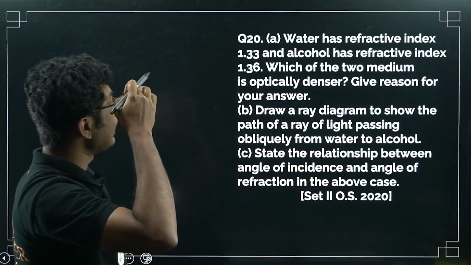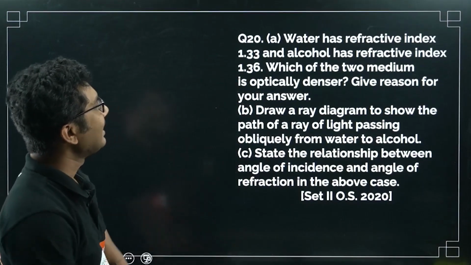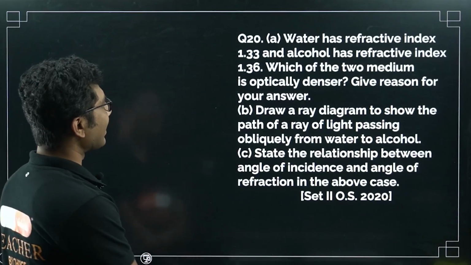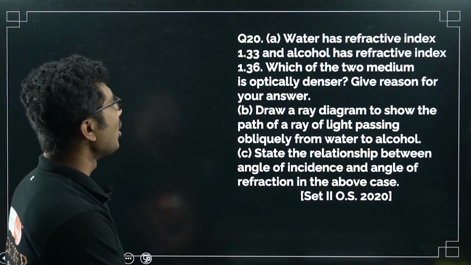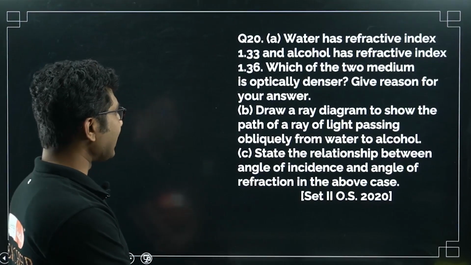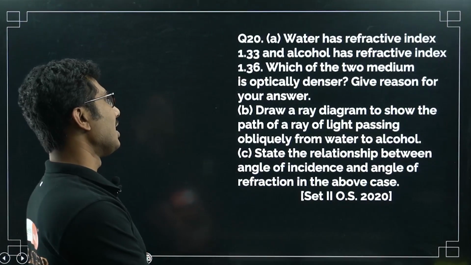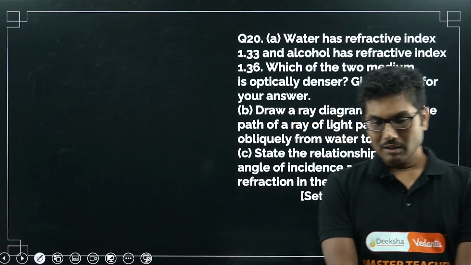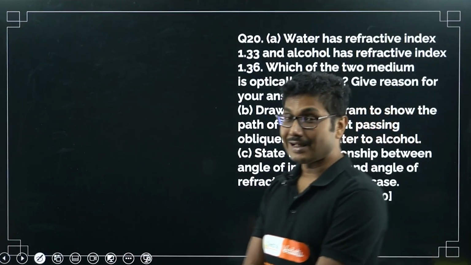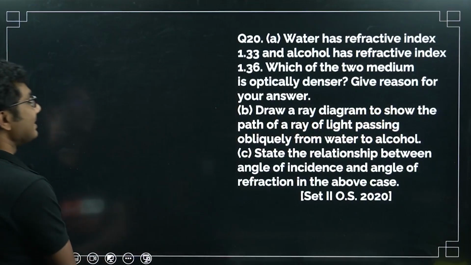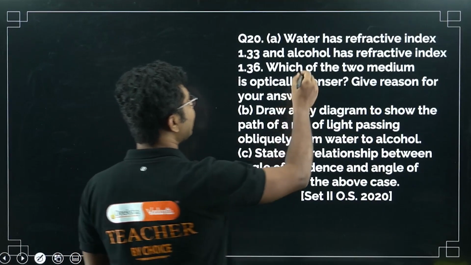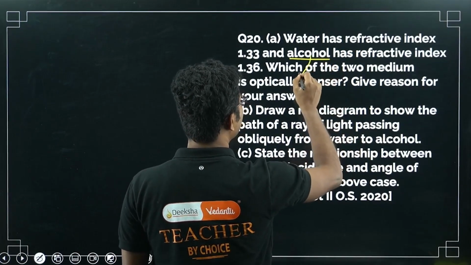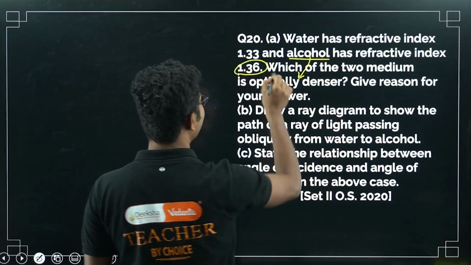Okay, next is: water has a refractive index of 1.33 and alcohol has a refractive index of 1.36. Which of the two media is optically denser? Give reason for your answer. So as I said, whoever has the higher refractive index is optically denser. So basically in this case, alcohol is optically denser, because it has a higher refractive index.